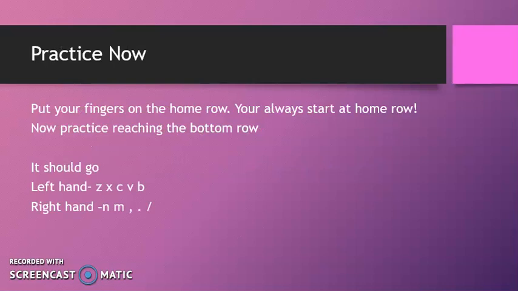As usual, we start at home row, and then we move our fingers to the appropriate spots. Your left hand is responsible for hitting Z, X, C, V, and B. And your right hand is responsible for hitting the forward slash, the period, the comma, the M, and the N.